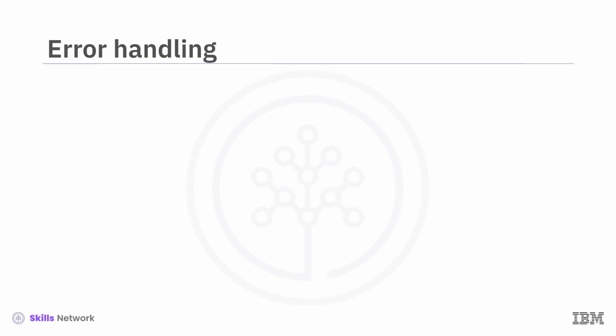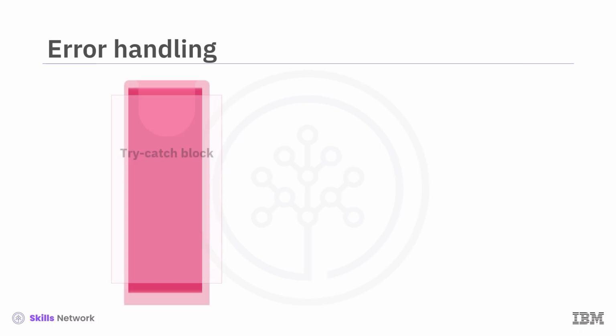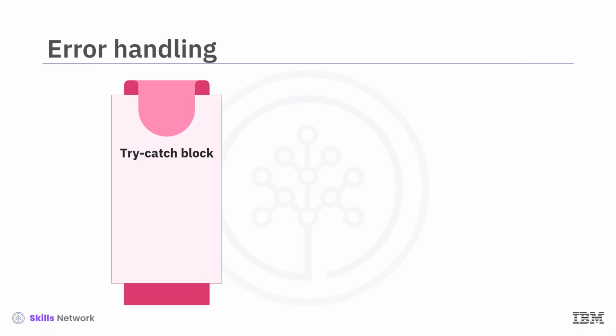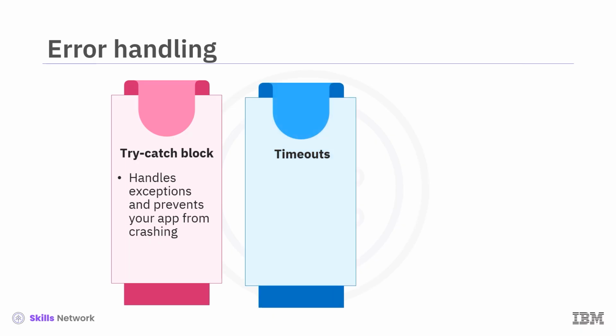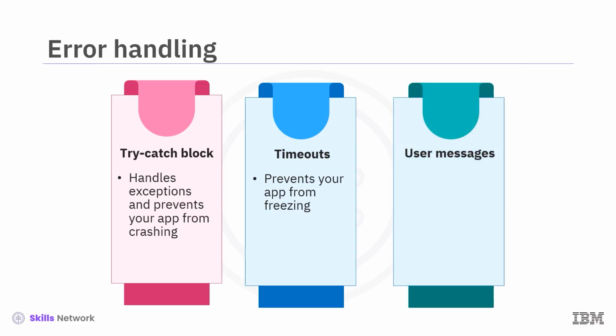Let's look at some common error handling techniques. The first is a try-catch block, which encapsulates your API calls in a try block. The catch block includes logic to handle exceptions and prevent your app from crashing. Next, a timeout can prevent your app from freezing indefinitely. Set a timeout duration that isn't too high to prevent the app from becoming unresponsive. Finally, meaningful messages should be displayed when an error occurs so users can try again later.